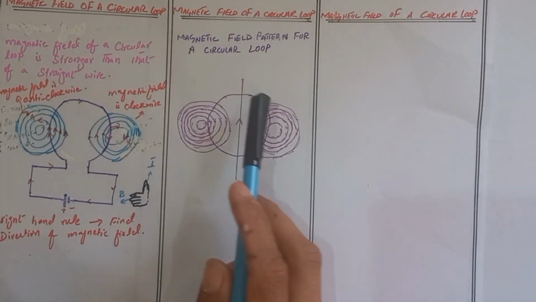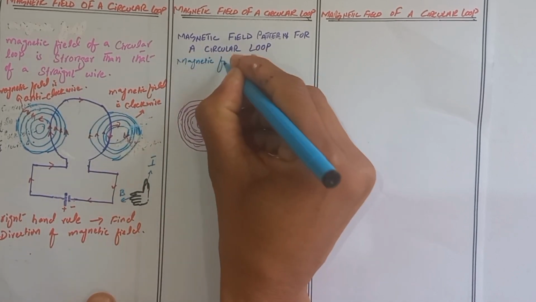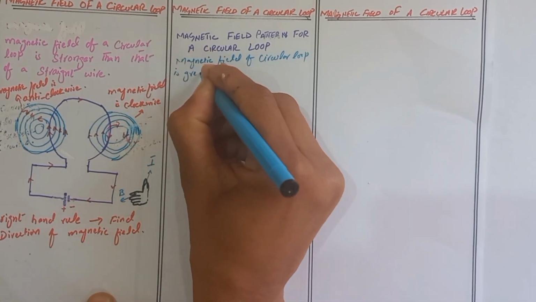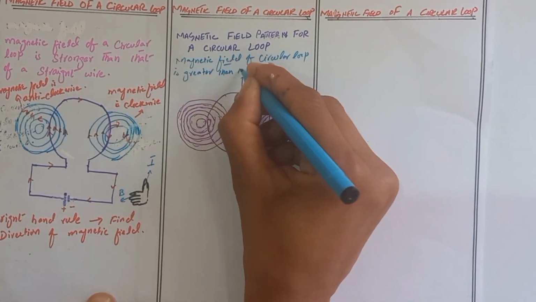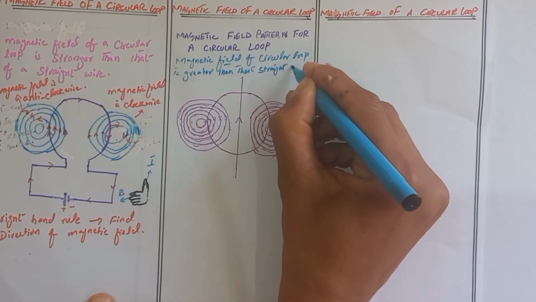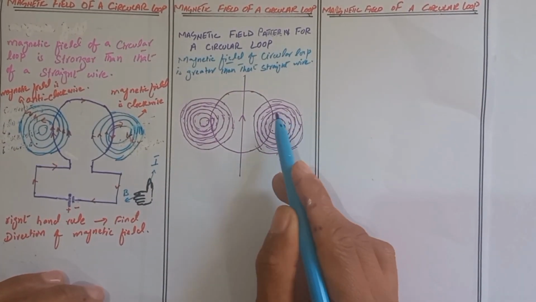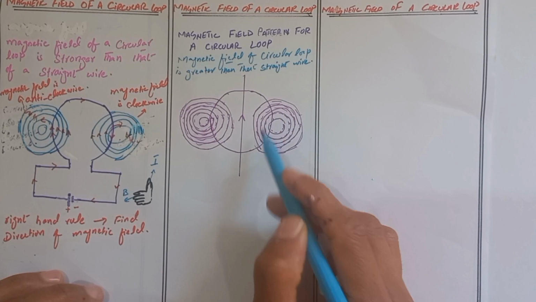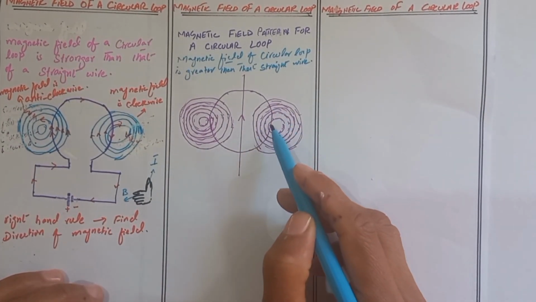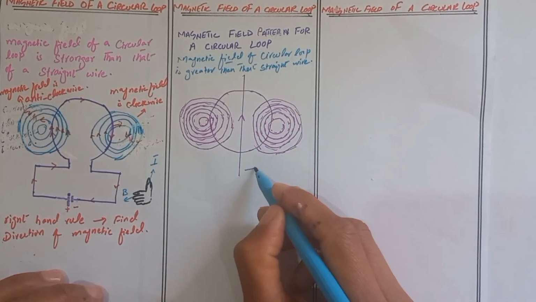Here we see the magnetic field pattern for a circular loop. The magnetic field of a circular loop is greater than that of a straight wire. The magnetic field lines are circular near the wire, but as you move away from the wire, the circles become bigger and bigger. At the center of the loop, the magnetic field lines are approximately straight lines.